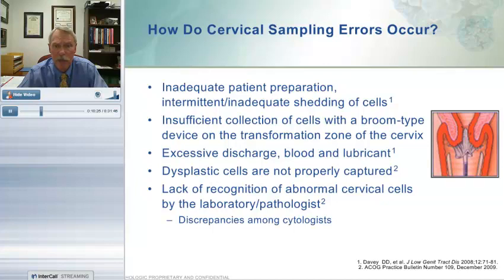Dysplastic cells can be not properly captured. This can be because you didn't sample them properly, or they weren't properly collected in the transport media and aren't available for the cytotechnologist to look at. Another reason for sampling error is the lack of recognition of abnormal cells by the laboratory or by the cytopathologist. We'll talk about some details of that in just a few minutes.